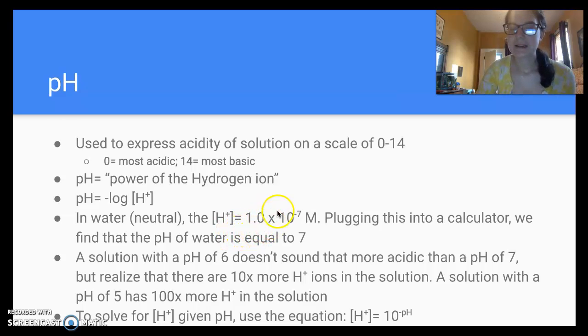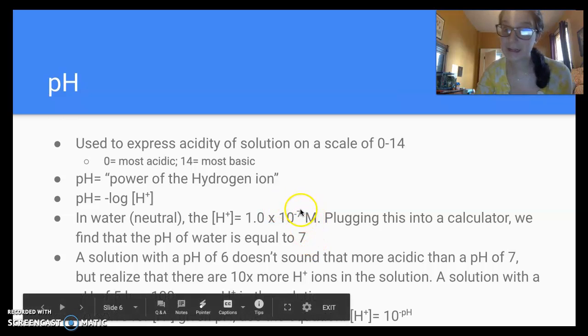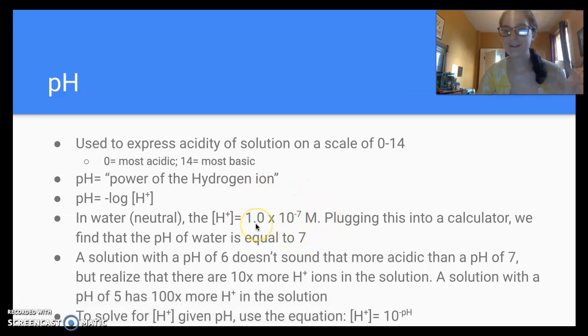They're not always nice, neat 1 times 10 to an exponent. So clearly you can see that the negative of the exponent is the pH in this example. You can have like 2.15 times 10 to the negative 6 or something like that. But you can still plug that concentration into this equation here and find the pH. This capital M, again, is molarity, so moles per liter of solution.